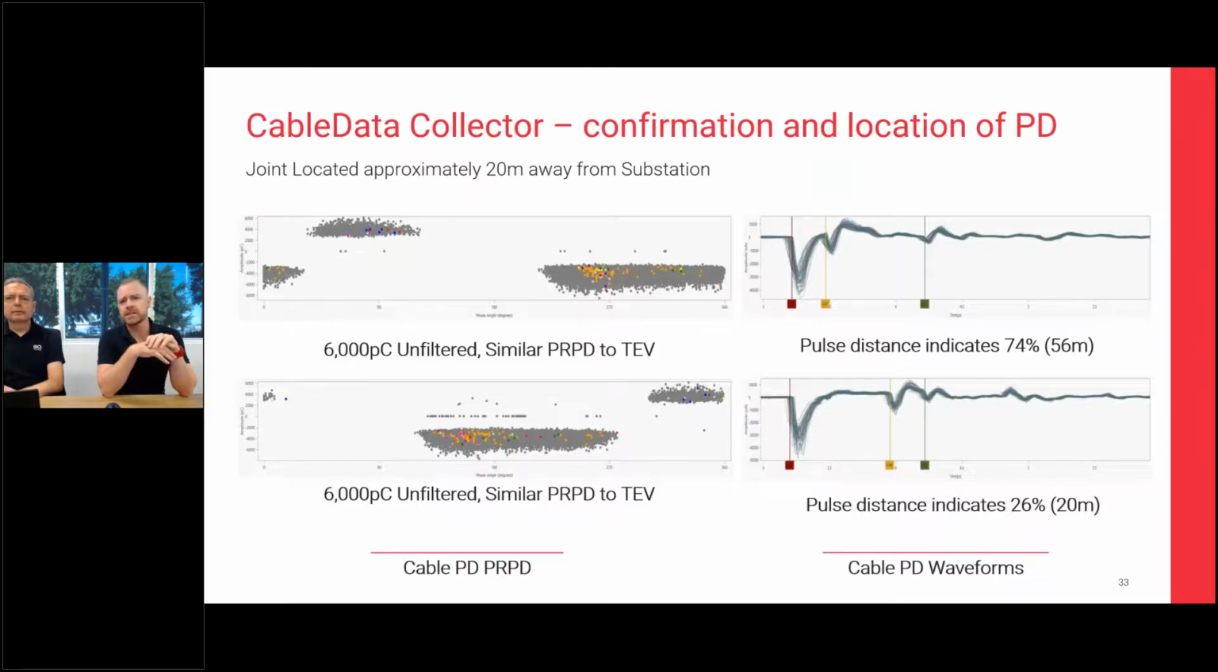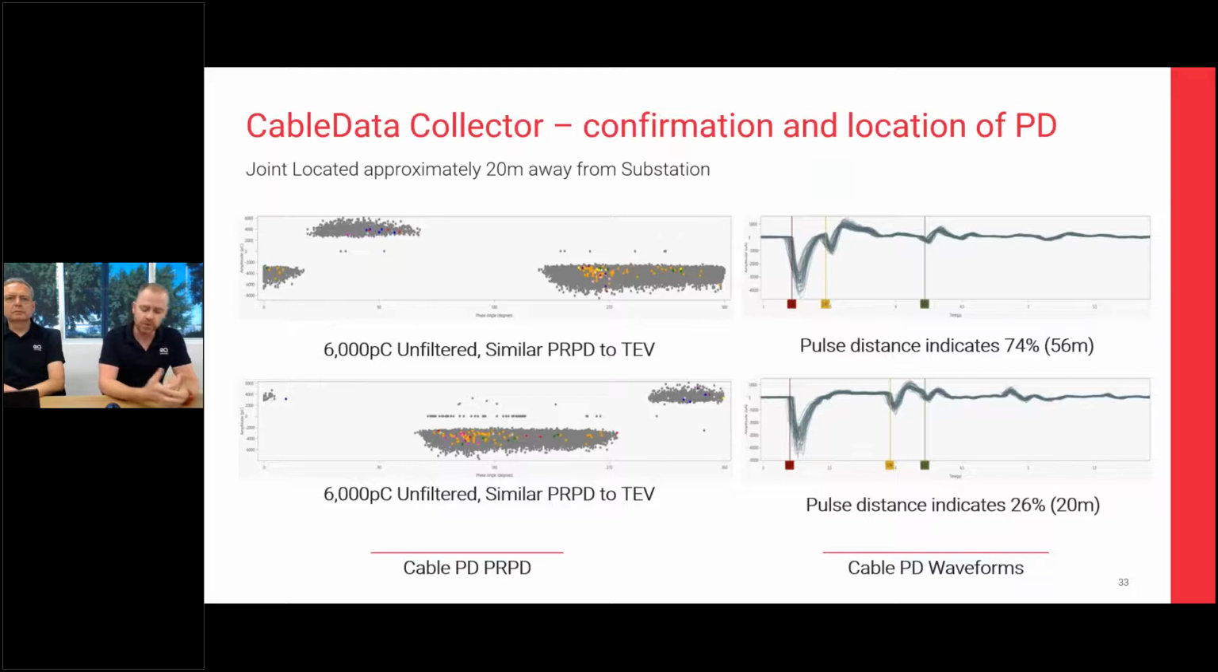So we can see that from substation A, we're getting a distance of around 74% of the cable's length. In this instance, the cable is 76 metres long. So 74% of the way, or 56 metres away from that substation, we're seeing PD signals. And then when we test from the other substation, we see a similar phase resolved pattern again, and we see 20 metres from that substation back the other way, we're getting a good indication that there's PD signals emanating from something there.